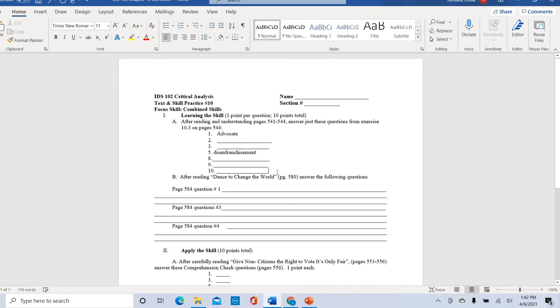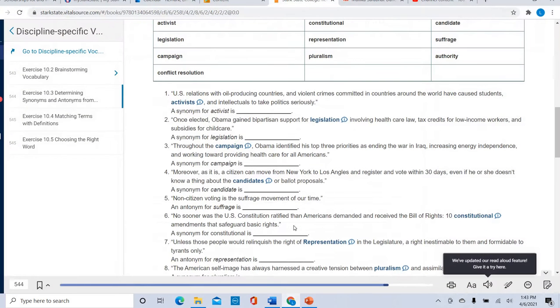Disenfranchisement. That's what that means, is not having the right to vote. Now, if you don't want to type that long word, you don't have to. You can simply put like not being able to vote. You can put a phrase there. That's okay. All right. So you're also answering questions 8, 9, 10.